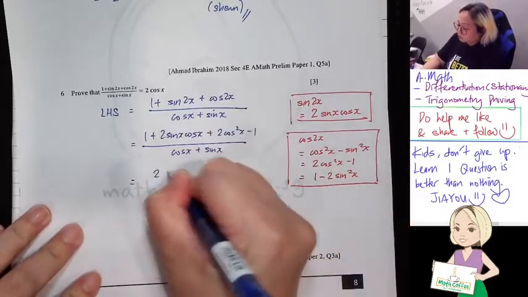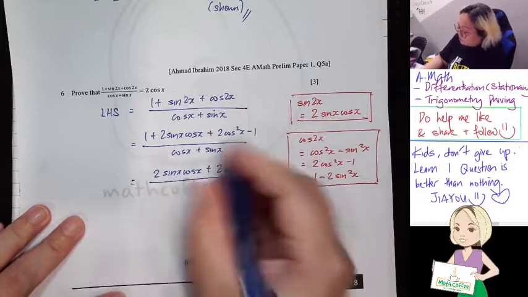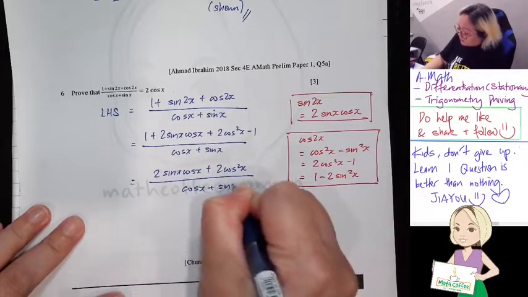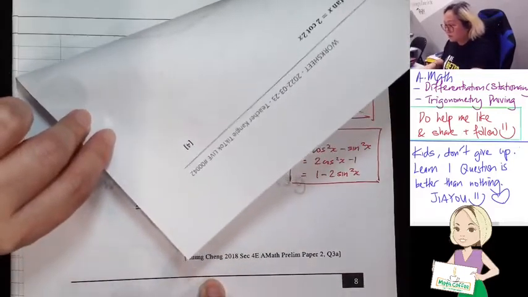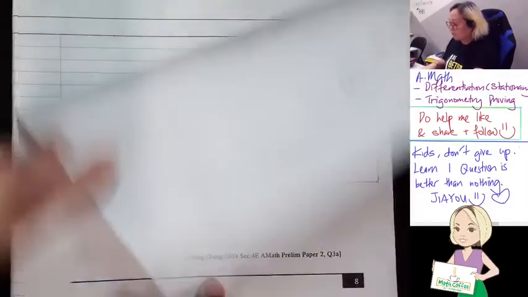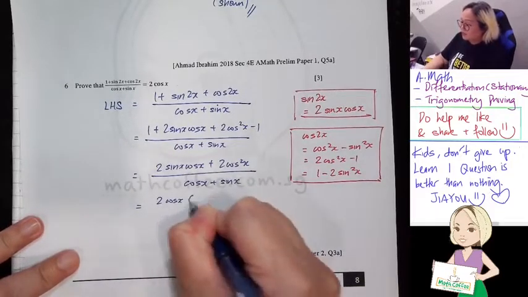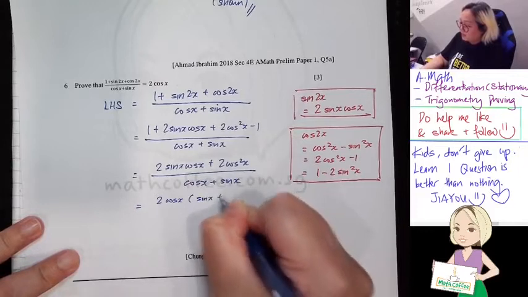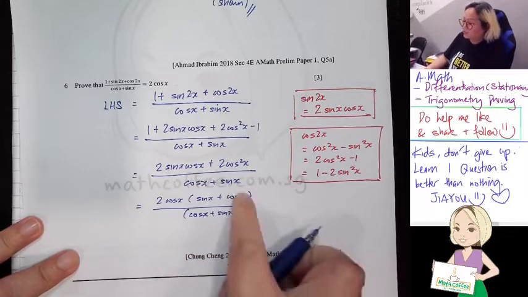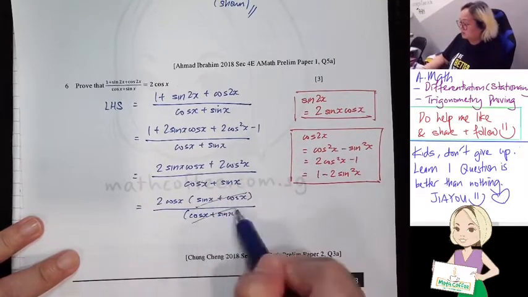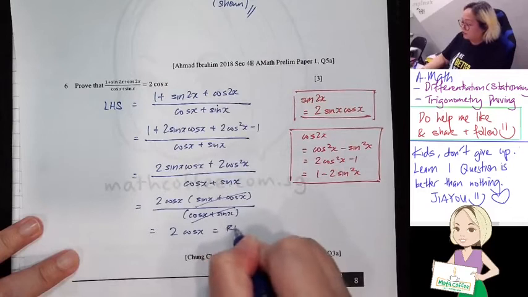So I'm left with 2 sine x cosine x plus 2 cosine square x over cosine x plus sine x. In the numerator, I'm going to take out the common factor. The only common factor I have is 2 cosine x. Taking out 2 cosine x, I'm left with sine x plus cosine x, over cosine x plus sine x. Can you see that these 2 brackets are exactly the same? Cancel. So therefore, I end up with 2 cosine x, which is equal to my right hand side, shown.